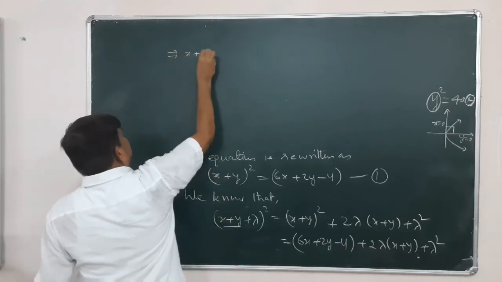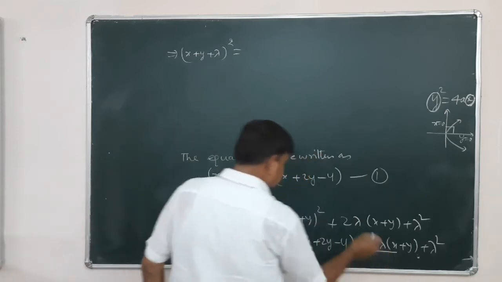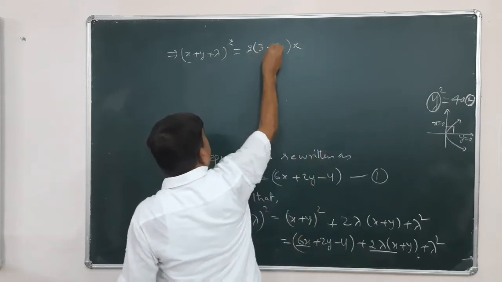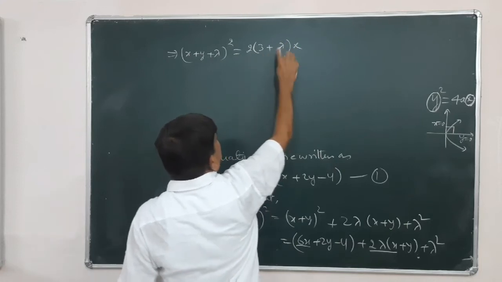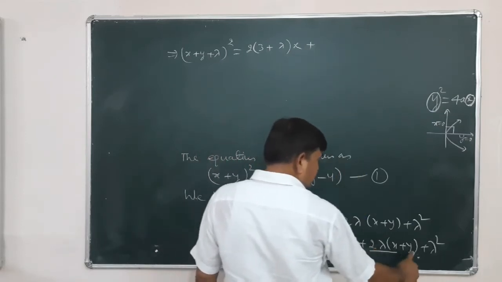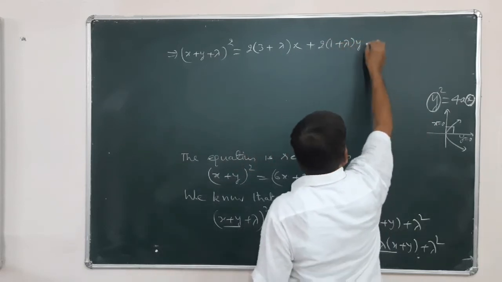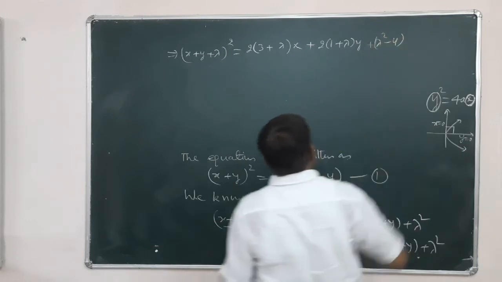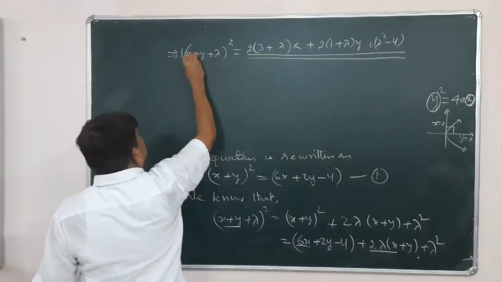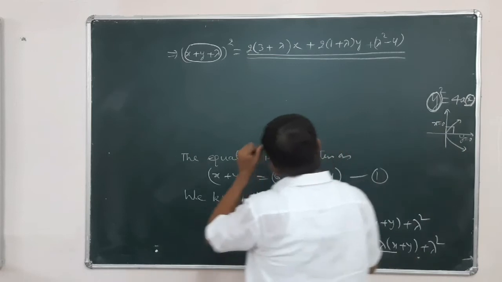This implies x plus y plus lambda whole square equals 2, and on this side x is common, so it is 3 plus lambda. So it is 6x, here it is 6x and this is 2 lambda x, fine, and plus 2y and 2 lambda y, so 2 common, so it is 1 plus lambda into y, plus lambda square minus 4. Look at this part and this part, just like here, this one and this one. So these two must be perpendicular, right?